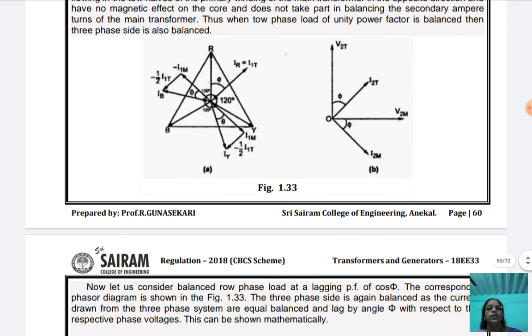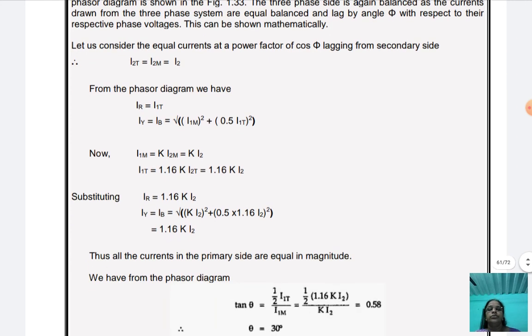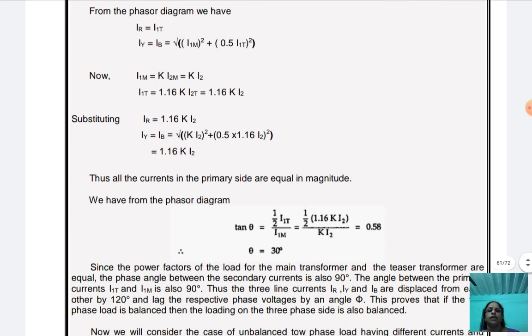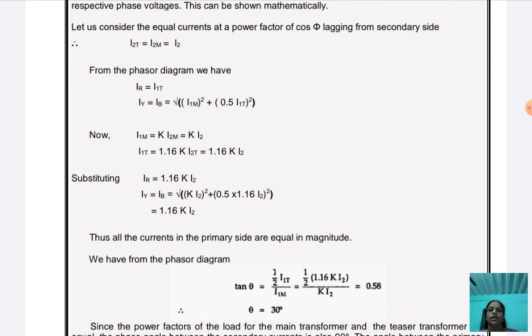But here, you see this figure 1.33. I2T lags behind the voltage V2T by an angle pi. Similarly, I2M also lags behind the voltage V2M by an angle. So, this is the lagging power factor only. For lagging power factor, we can calculate with the same formulas, I1T, I2T, everything. The difference is that IY equals IB equals 1.16 K I2, because of the phase shift only.